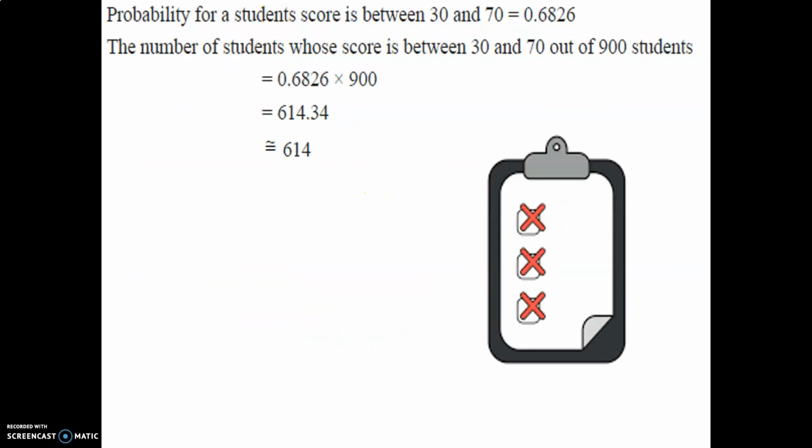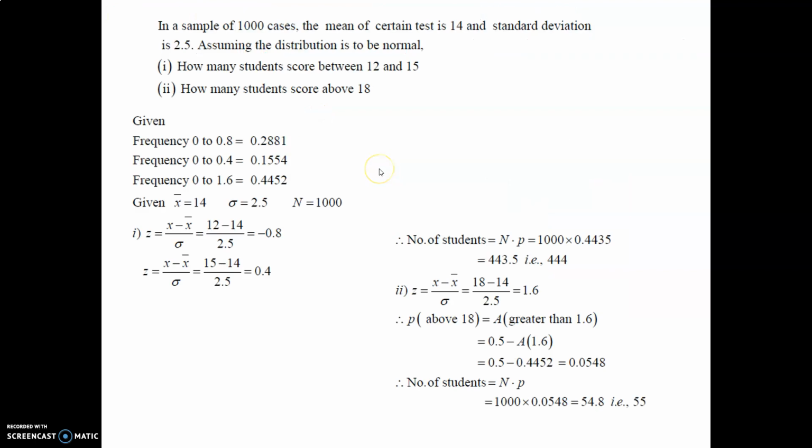Therefore, the probability that a student's score is between 30 and 70 is 0.6826. Now we have to find the number of students whose score is between 30 and 70 out of 900 students, so we multiply by 900. 0.6826 times 900 is 614.34, which is approximately 614.